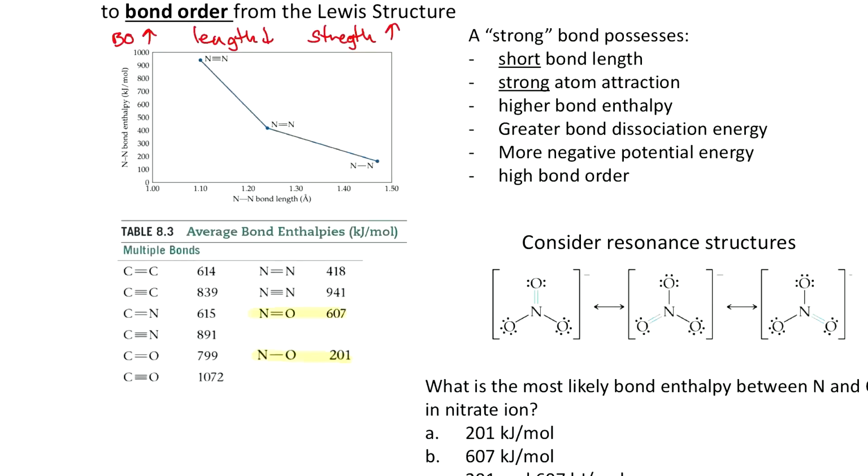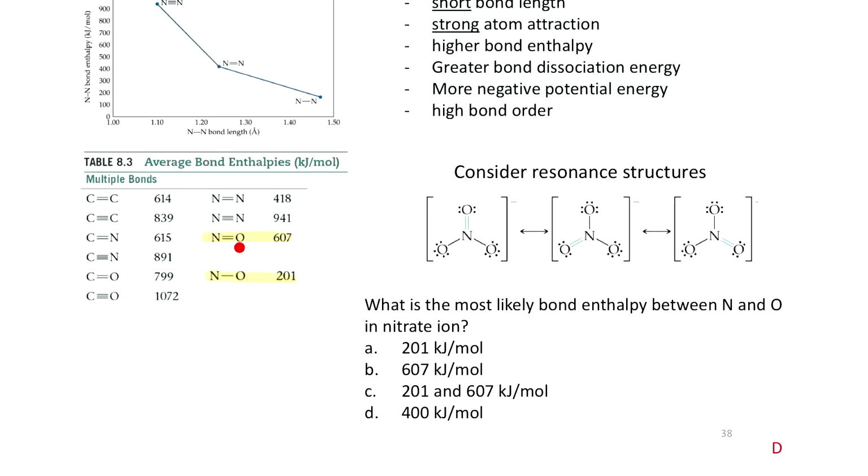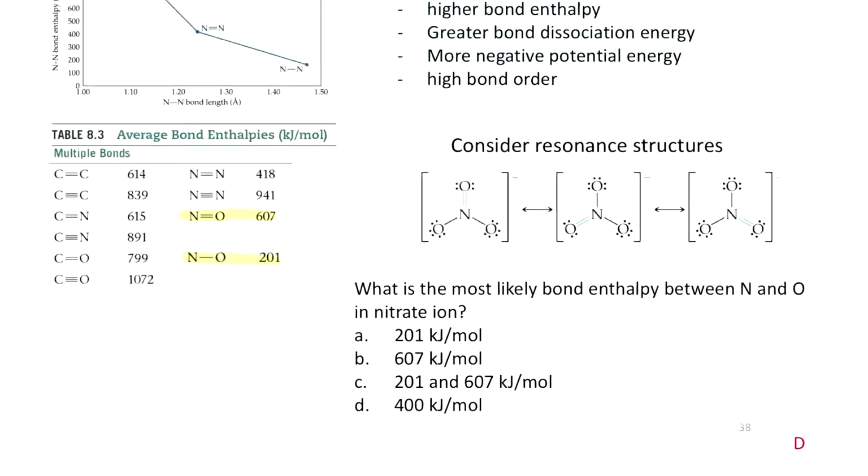And so here's an example. Here's an NO double bond, which has an enthalpy of 600 kilojoules, and here's an NO single bond, which has an enthalpy of 200 kilojoules. So let's see if we can consider resonance here. So here are the resonance structures of NO3. Remember we talked about that just a couple minutes ago?